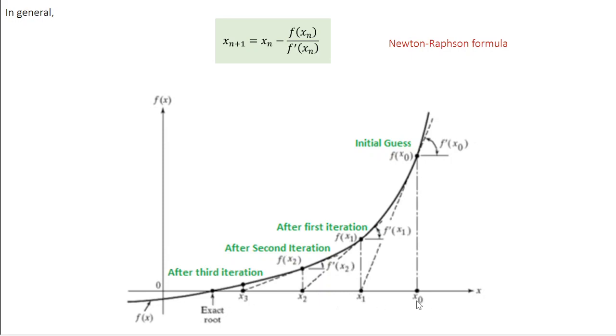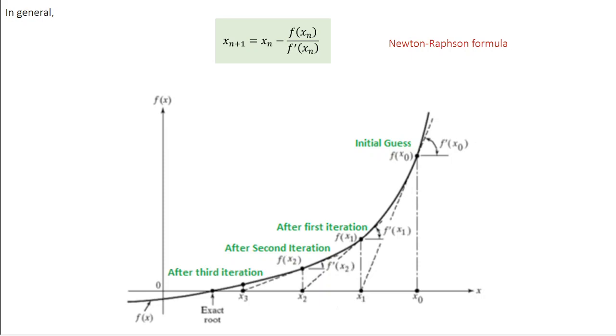For example, instead of x0, if your initial guess was x2, you would take less number of iterations to reach this point. On the other hand, if your initial guess was somewhere here, it will take more number of iterations. So when you are performing numerical methods manually using paper and pen, the choice of the initial guess is important because you cannot spend so much time on iterations, right?